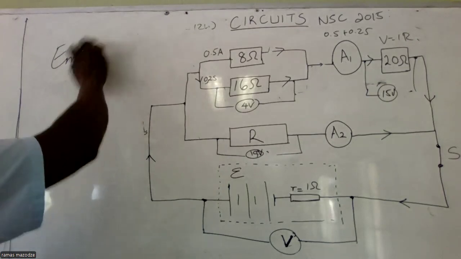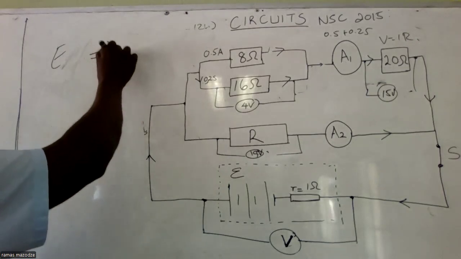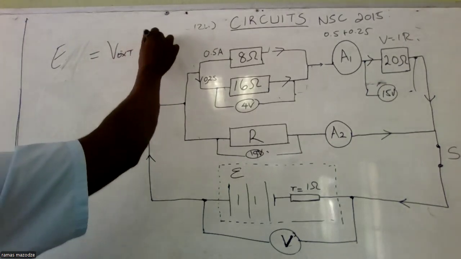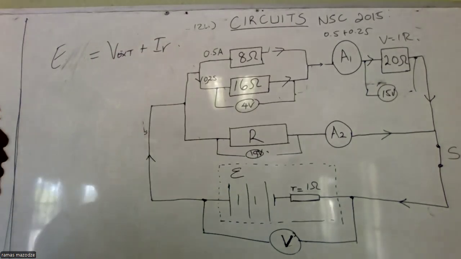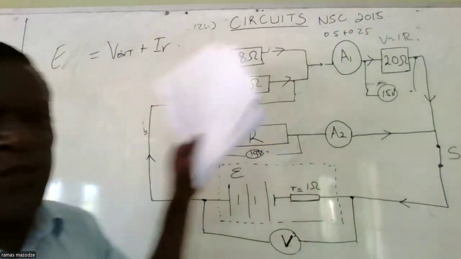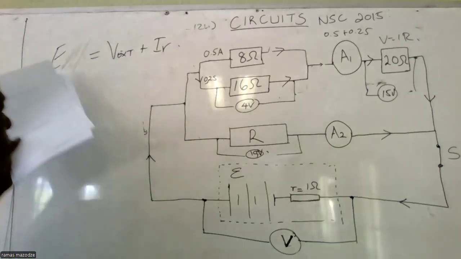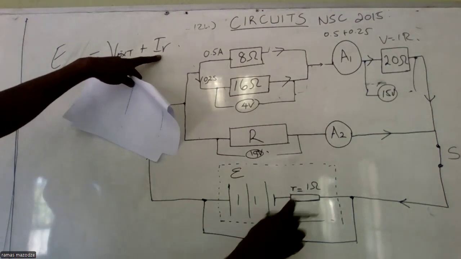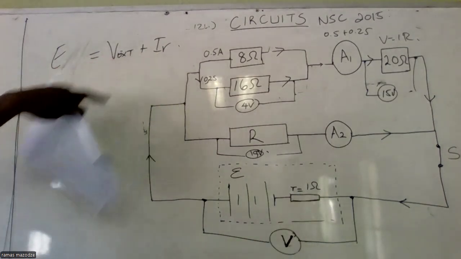The formula for EMF or E is V external plus Ir, if it is delivering current. But you can actually calculate: when it's closed, it's delivering current, so we can use this formula. This is a constant. Little r is also a constant. It's 1 ohm, it is given. I think that's why they gave us.